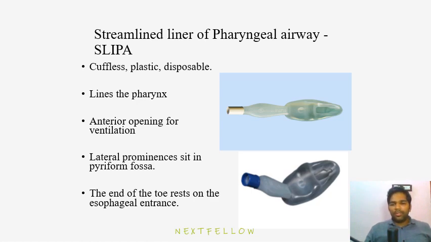It lines the pharynx, exactly the shape of the pharynx. The tip is at the esophagus. The posterior portion lines the posterior pharynx, and the lateral portion lies in the pyriform fossa. So just remember this peculiar image. This is SLIPA. Even if you don't remember the full form, nothing to worry, SLIPA. Or you can remember it looks like a slipper, because funny mnemonics make us remember things. So as much as possible, keep funny mnemonics.